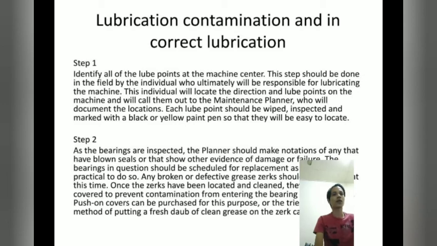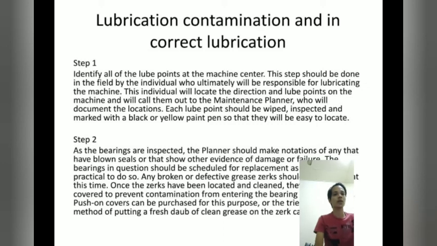The next one is for lubrication, contamination, and incorrect lubrication. Okay, step 1, we must identify all the lube points of the machine center. This should be supervised by a person that maintains the machine.